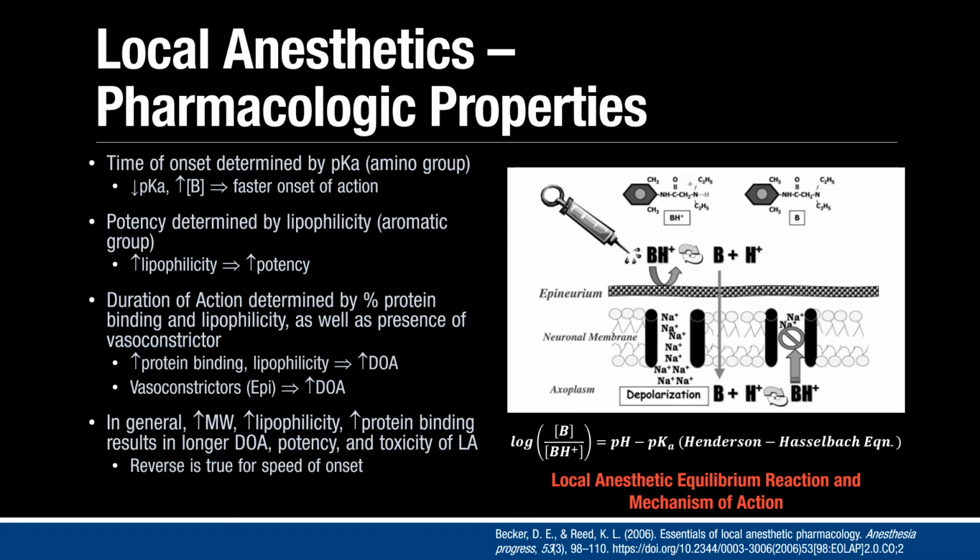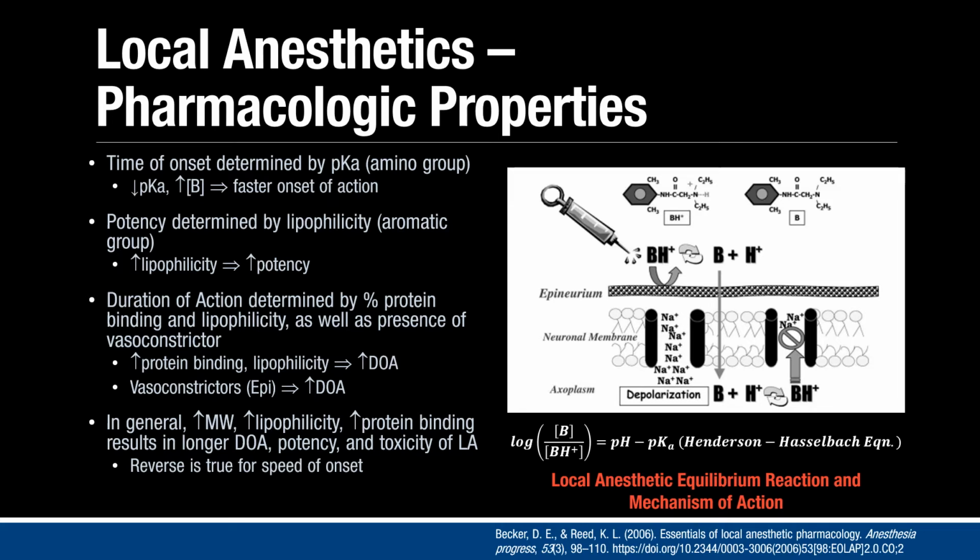So the pKa of a local anesthetic is the pH at which the molecule exists in equal concentrations of its unionized lipophilic form and its ionized hydrophilic form. The unionized form, as we've talked about, is the one that permeates the neuronal phospholipid bilayer, while the ionized form is responsible for blocking the voltage-gated sodium channel on the cytoplasmic side.